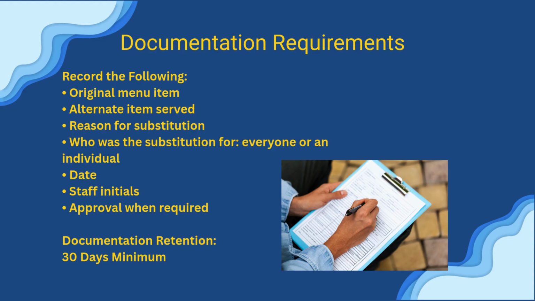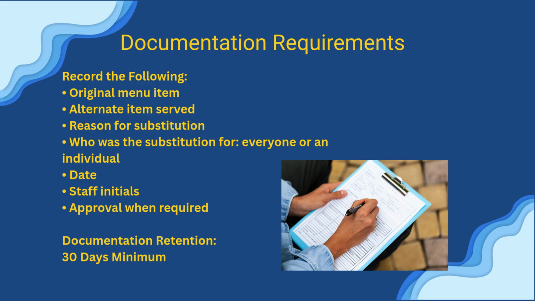All menu substitutions must be properly documented to ensure resident safety, regulatory compliance, and quality assurance. Documentation should include the original menu item, the substitute food served, the reason for the substitution, the date, and the staff member's initials. If approval from the registered dietitian or other qualified healthcare professional is required, this should also be recorded.